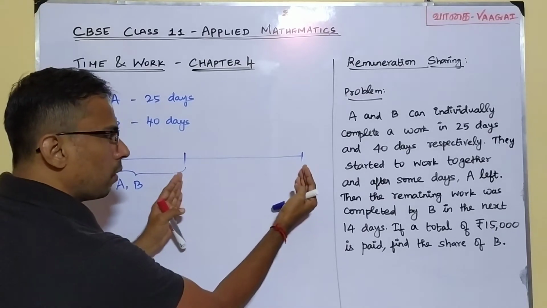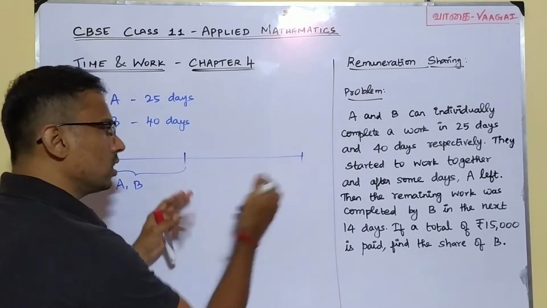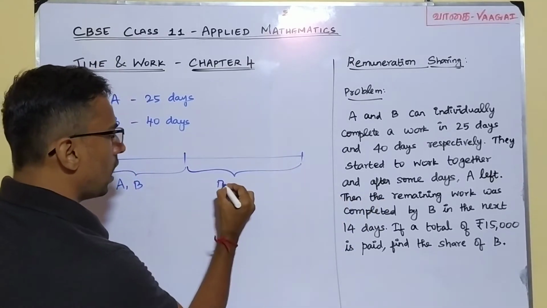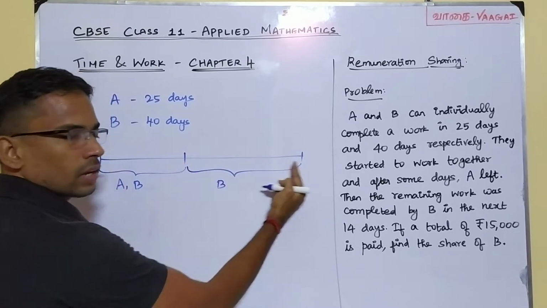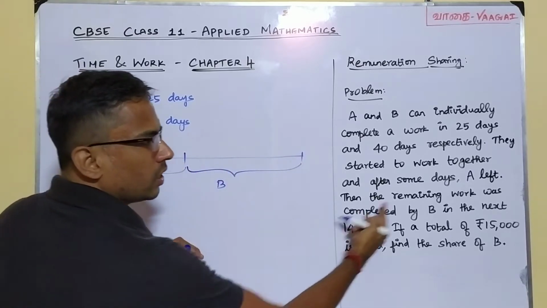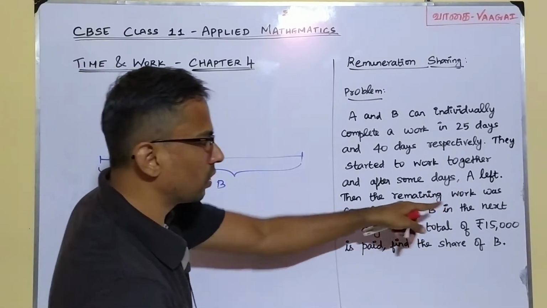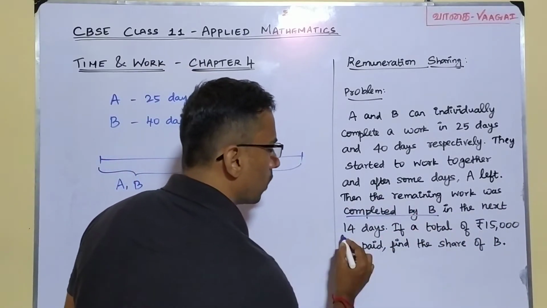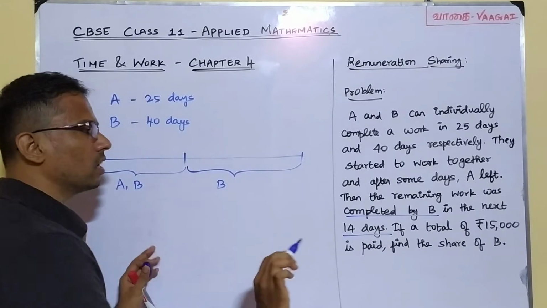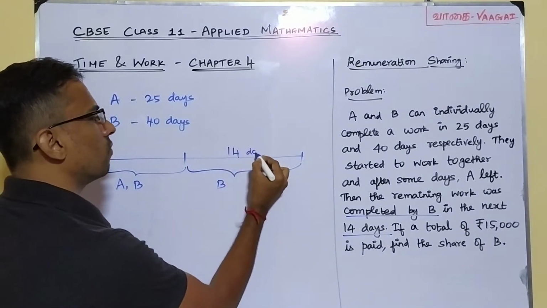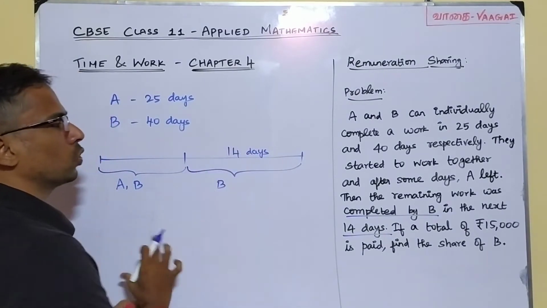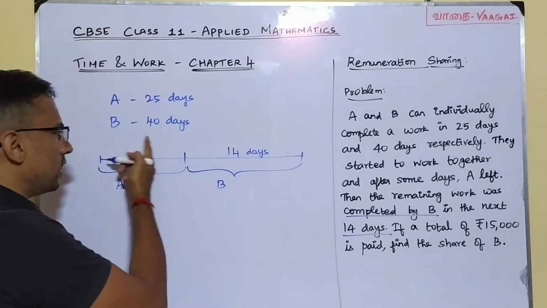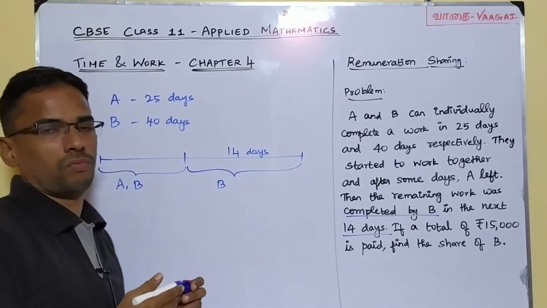Then this remaining part of the work is there, right? Now this is completed by whom? This is completed by B. And what is this duration? This is clearly given in the question itself. The remaining part of the work is completed by B in the next 14 days. This is very clearly given. So we are very sure about the second part's duration. It is 14 days.